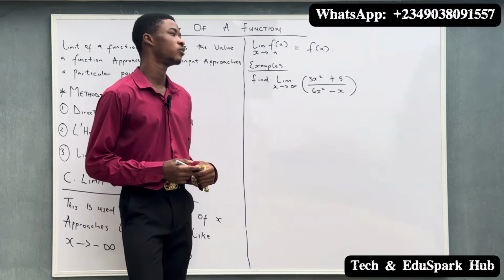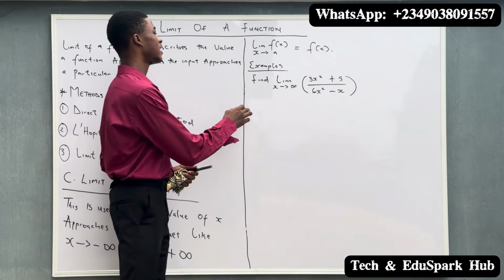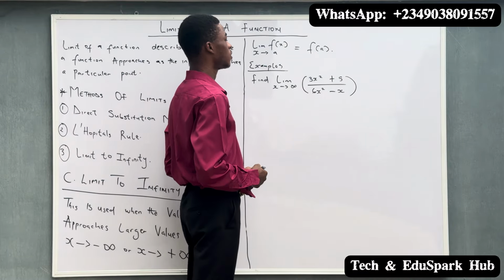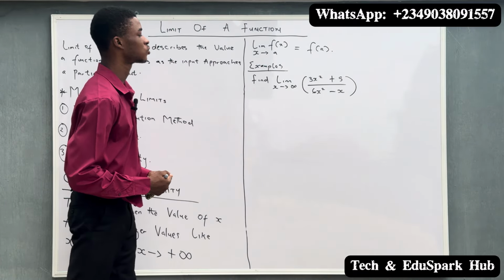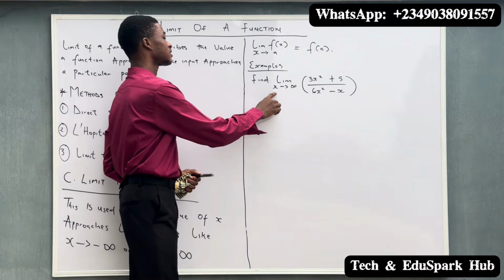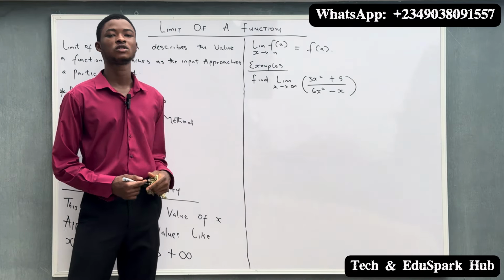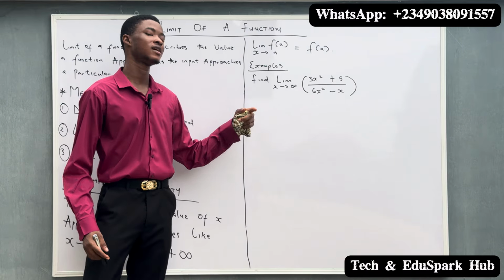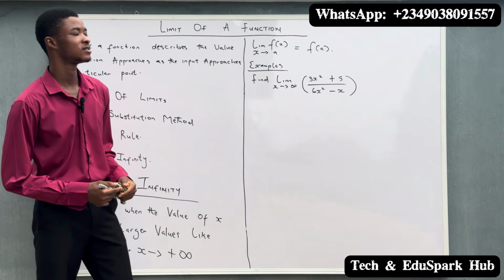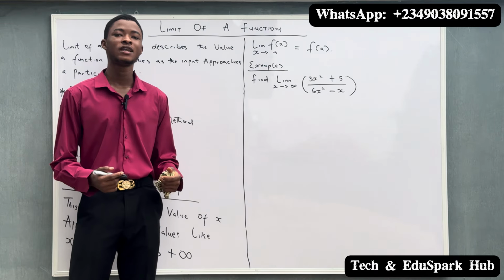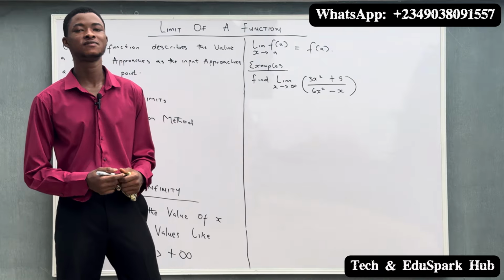So the first example, as written on the board, says find the limit of 3x squared plus 5 divided by 6x squared minus x as x tends to infinity. So in this kind of question, we're having x tends to what? Positive infinity, because they are not writing any sign on this infinity. So you are going to use the same method, either positive infinity or negative infinity.